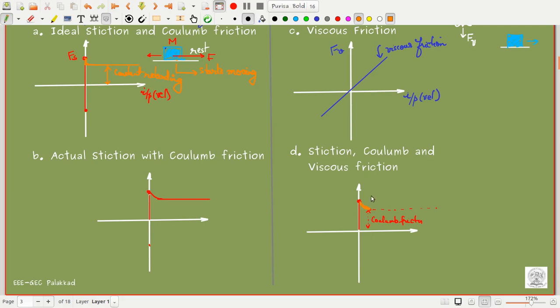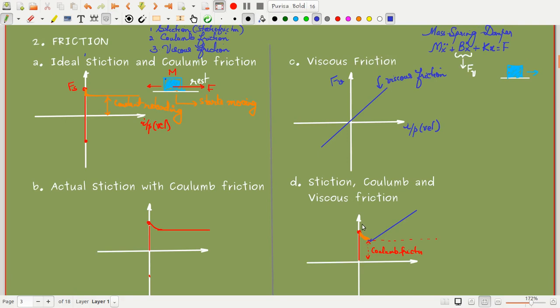After that, the body starts moving. What is left over in the system will be converted to viscous friction. So the total friction in the system will be Coulomb friction plus this viscous friction, which is linear here. This is a kind of non-linearity that is found in moving bodies. This has to be considered while modeling the system. So this is about the non-linearity of friction.